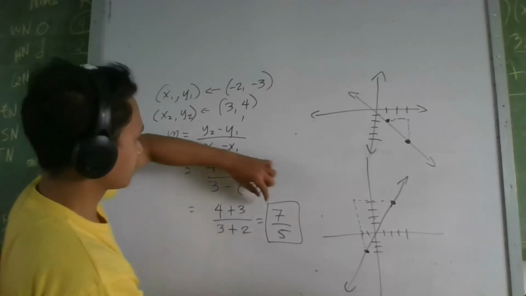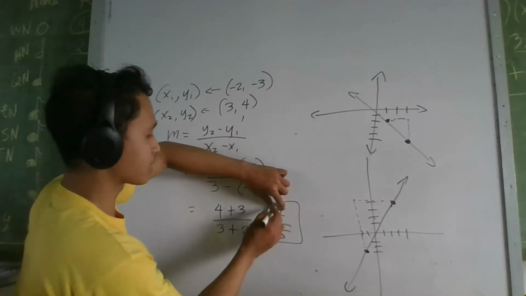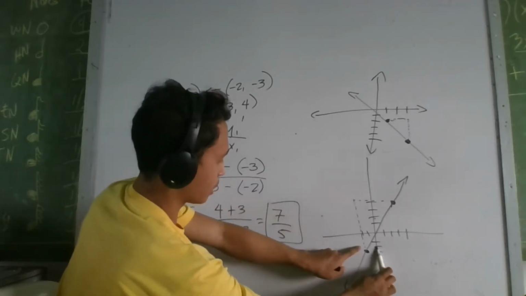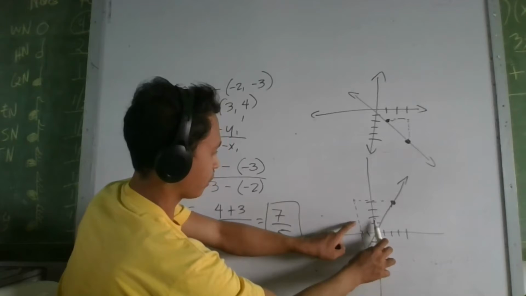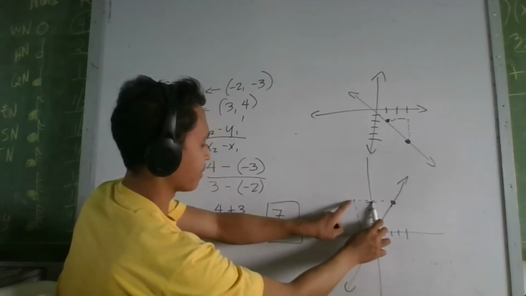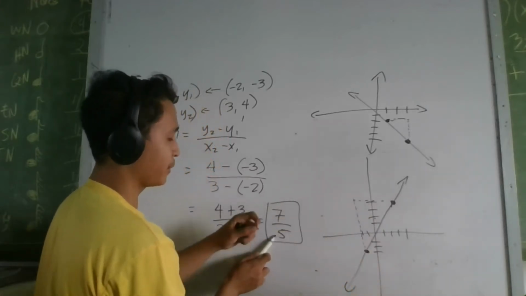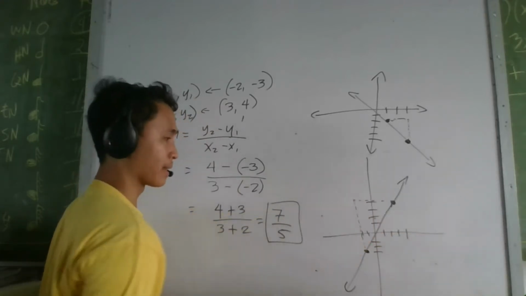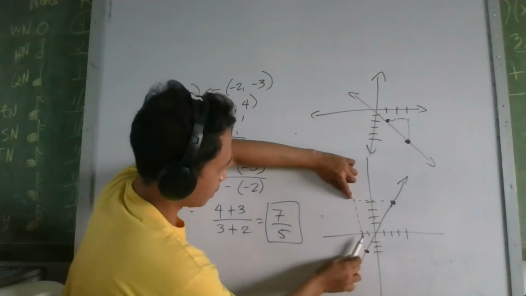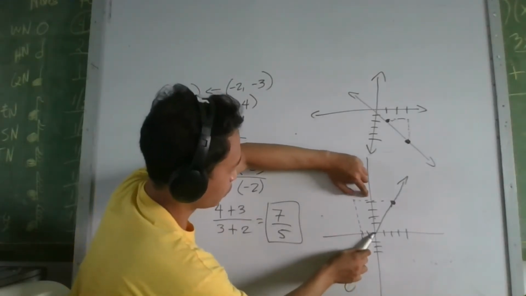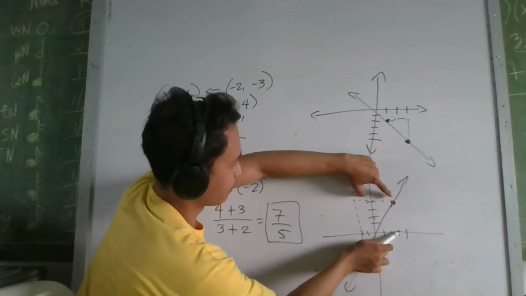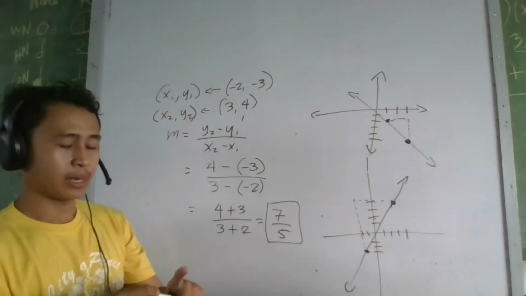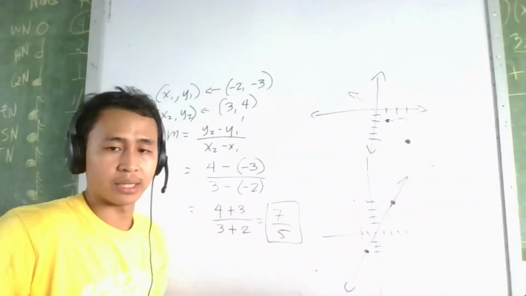So that would be 7 na rise. Again, this is rise over run. That means we have to rise 7 units. So from this point, we have 1, 2, 3, 4, 5, 6, 7. Right? And that would be run 5 units. Saan? Right or left? This time positive. So that is right. Okay? So that would be 1, 2, 3, 4, 5. So there you have it. Rise over run, 7 over 5.